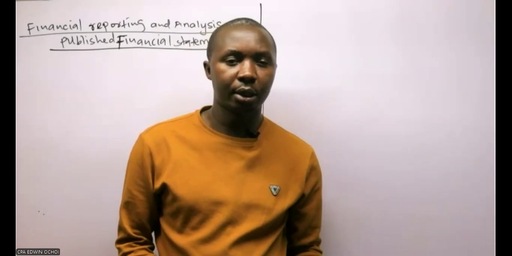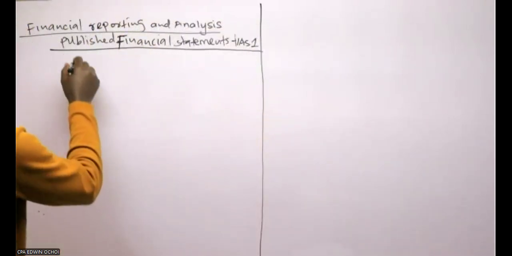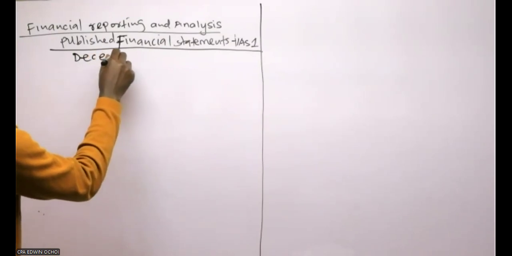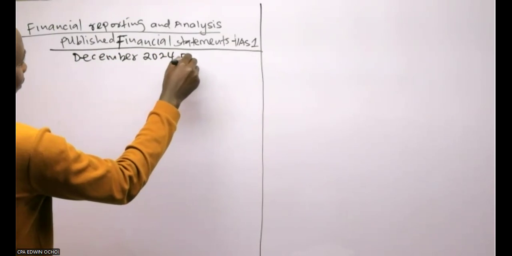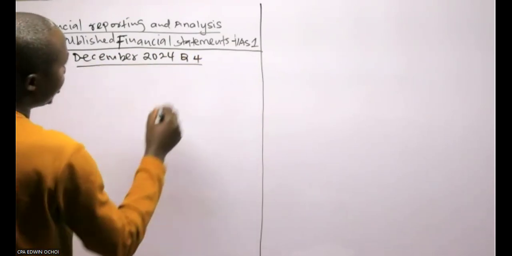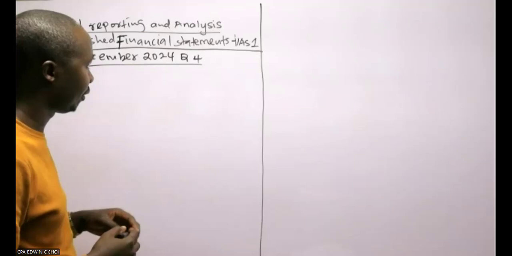So we are going to look at this sitting question for the published financial statements. That is published financial statements for December 2024, question 4. Remember that I have already introduced what you need to understand under the published financial statements.